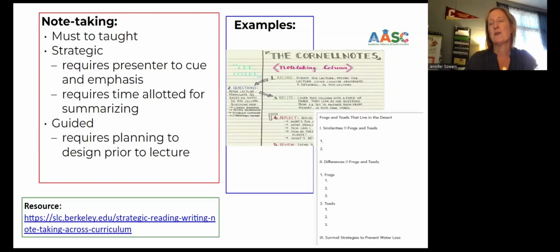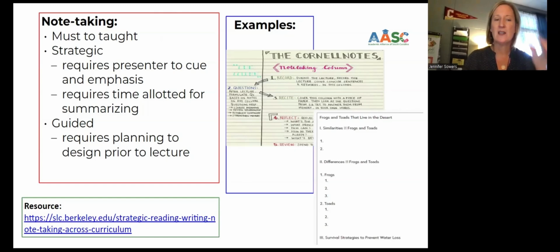It has to be very strategic. It requires the presenter of the notes to cue what should be written down, when to write it down, where to write it down, to emphasize the main most important parts that the children are going to be required to know. Obviously, that's going to look different for a 6th grader versus an 11th grader. So as we are starting to build these skills, we will fade the different prompting and cueing until they are independent on it. This could take all the way through high school, though, for some kiddos.